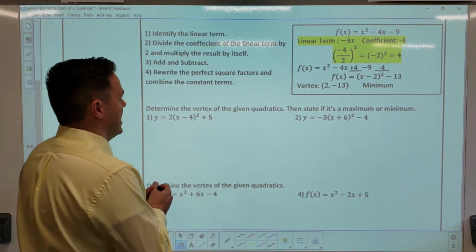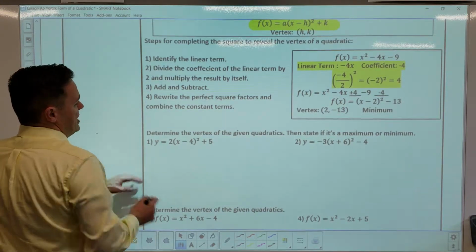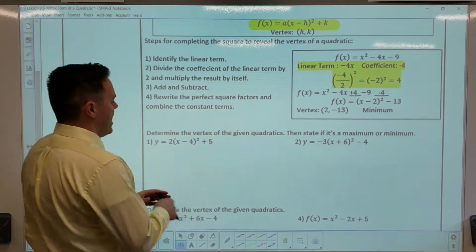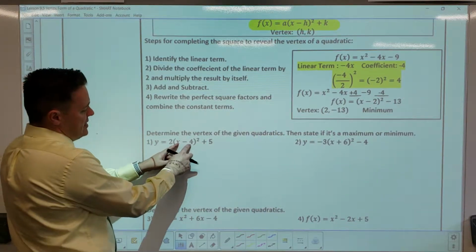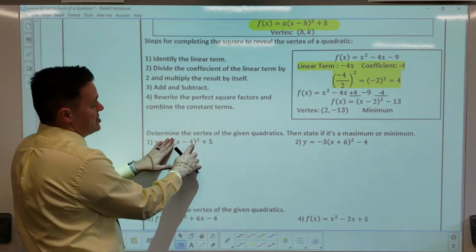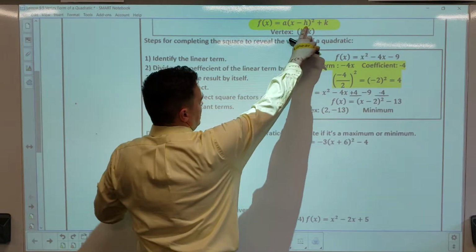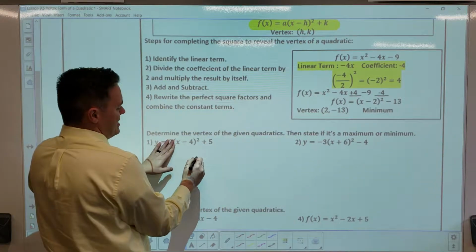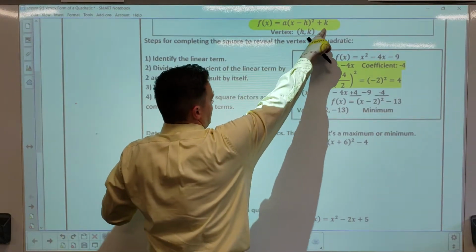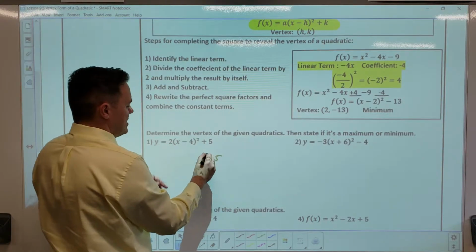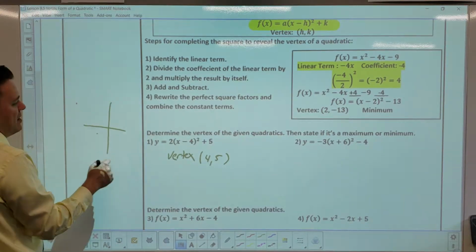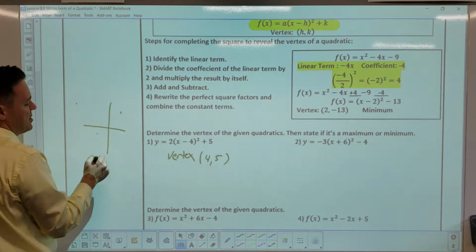So first and foremost is the vertex. The problem is: find the vertex of the given quadratic and state whether it's a minimum or a maximum. Looking at this, the a value doesn't really matter too much right now, but it is x minus h, which in this case h would be 4. It's minus, so your vertex x-value would be 4, and then this point is supposed to be plus 5, so my vertex would be the point (4, 5). If I graph it, my point is going to be 4 over, 5 up, somewhere right about there.